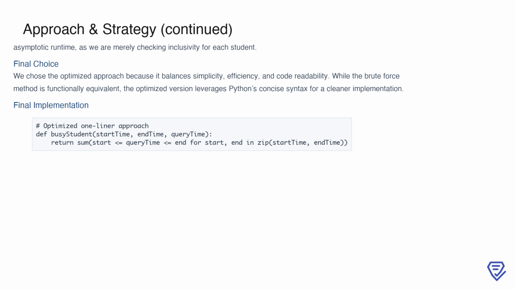Here's how it looks. We define the function busyStudent, which takes the start and end times of students along with the query time. Inside the function, we use a generator to iterate through the start time and end time arrays simultaneously with the zip function, and for each pair, we check if start <= query time <= end. If the condition is true, the generator yields 1, and the sum function adds up all such values, giving us the total number of students working at the query time. This one-liner implementation captures the essence of the optimized approach: efficient, easy to read, and intuitive.